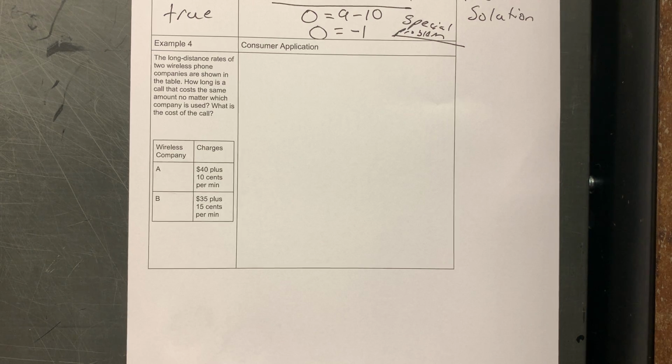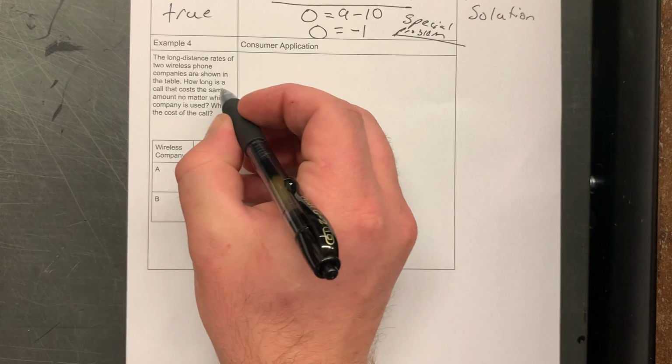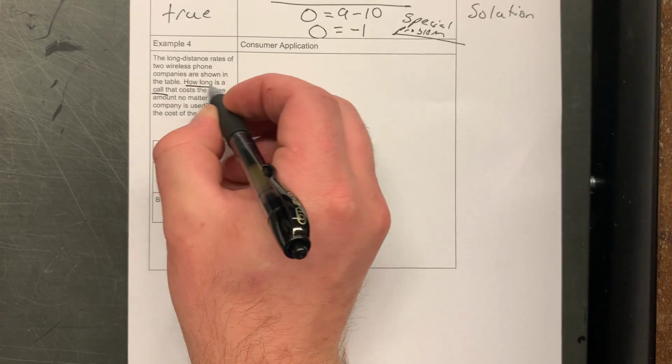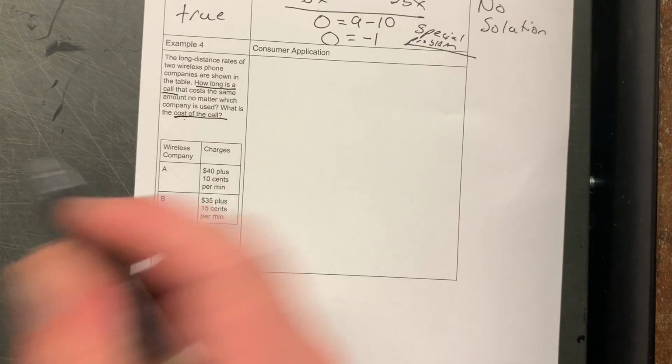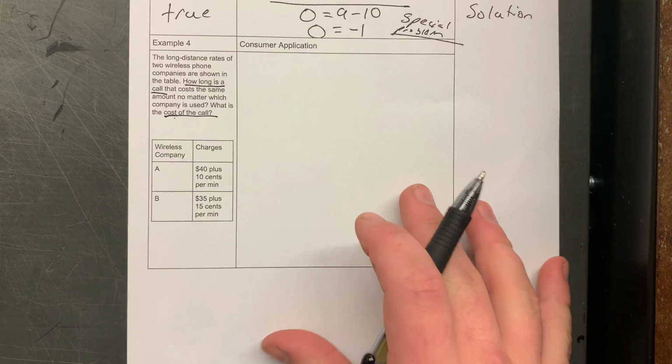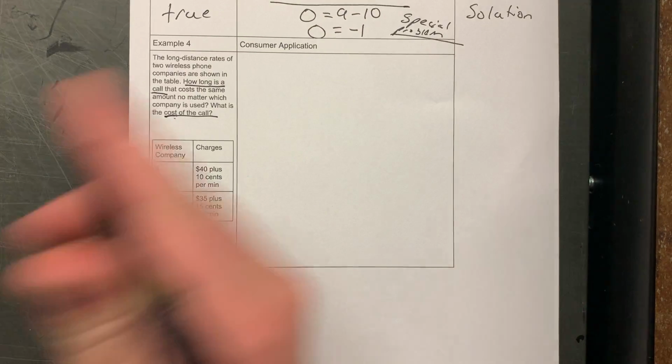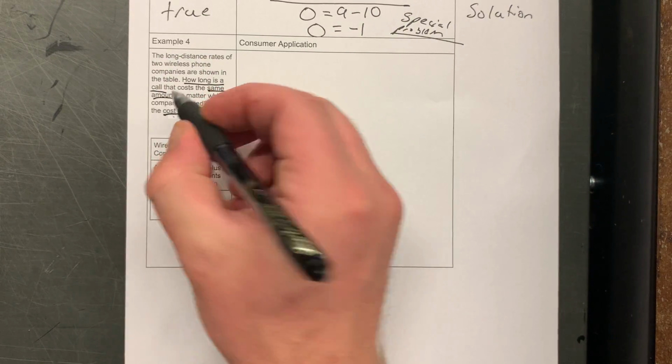Example 4. The long distance rates of 2 wireless phone companies are shown in the table. How long is a call that costs the same amount no matter what company is used? So we need to find out how long that call is. And what is the cost of that call? So we need to find out the same amount for both of these companies.